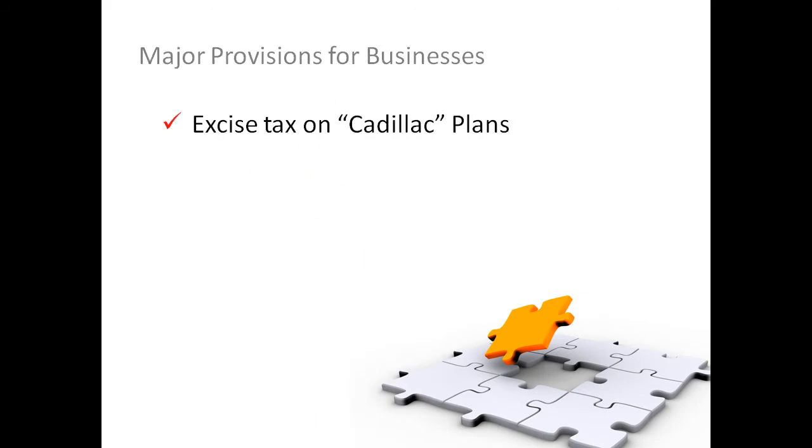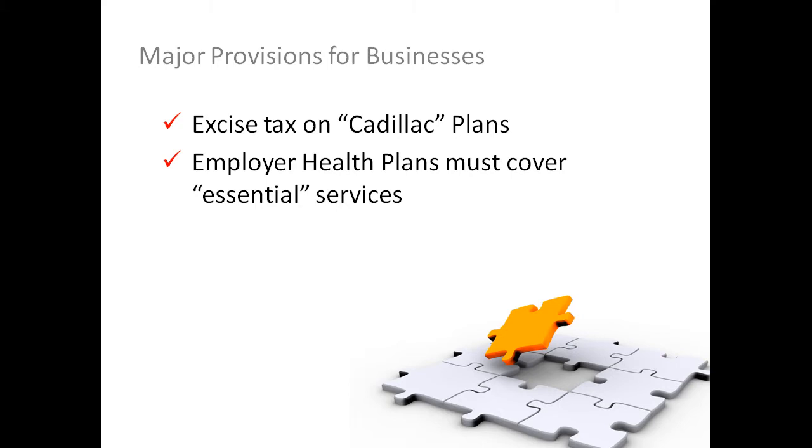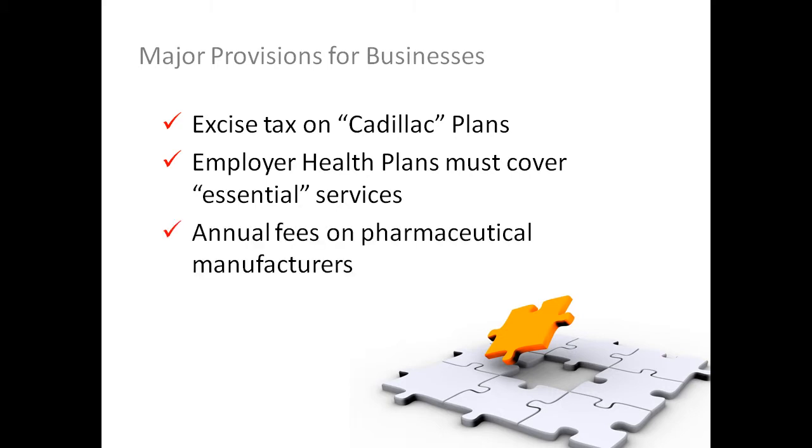Another controversial provision of the Affordable Care Act was the excise tax on so-called Cadillac plans. These are plans with extremely rich benefits typically offered to executives, but sometimes offered to union members by union plans. Congress voted to tax some of these benefits, in part to discourage plans which may encourage covered beneficiaries to overutilize services. Employer health plans must also cover essential services such as maternity care, prescription drug coverage, and mental health services. And there are annual fees on pharmaceutical manufacturers to help fund coverage for persons with low income.